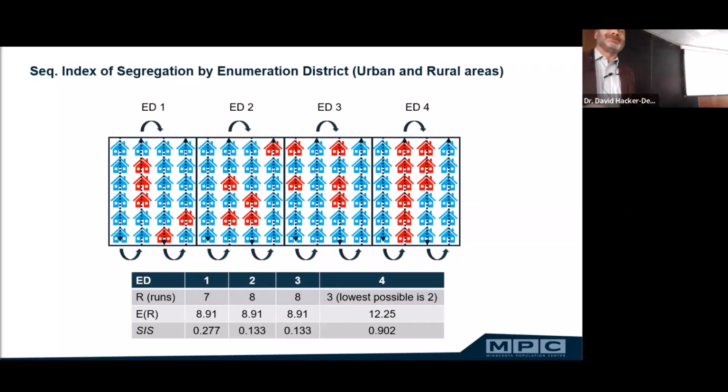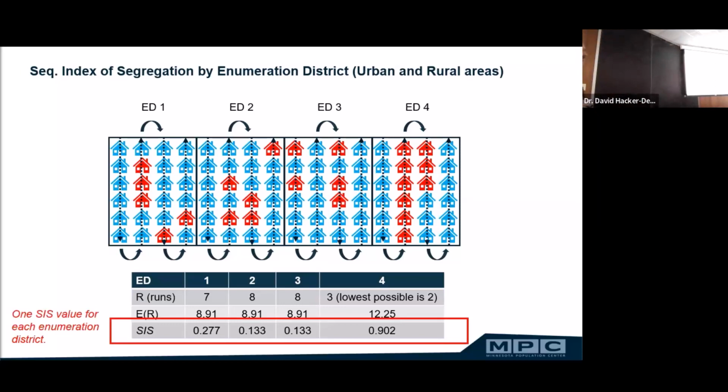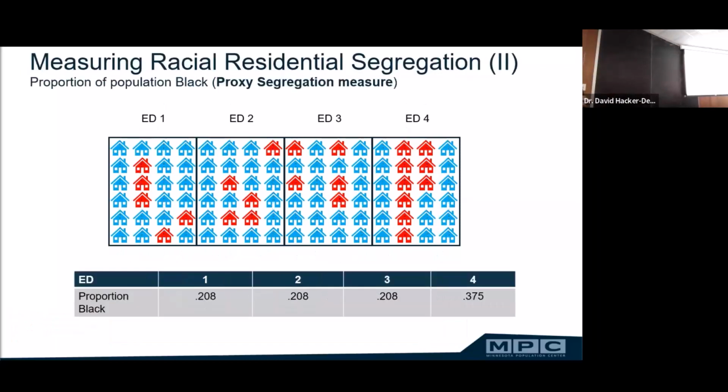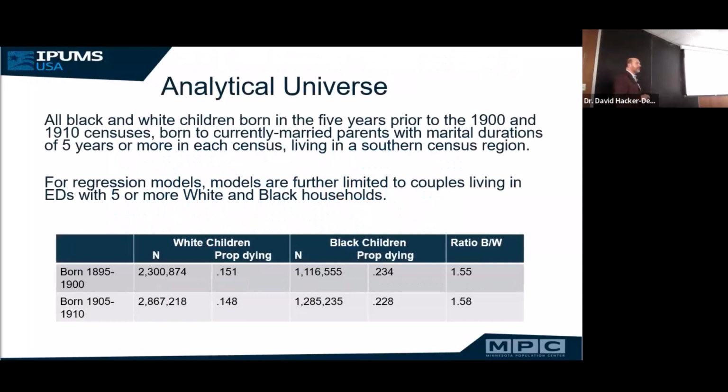We're going to allow some fudge. So one enumeration district SIS value for each ED. There are a lot of EDs, like 10,000 in the South here. We also look at the proportion of the population that's Black. This is what Zankauer did. It's a proxy measure because it's not based on geography in any way. It's just a proportion Black, but we're going to use it and control for it. Okay, let's get into the analytical universe.